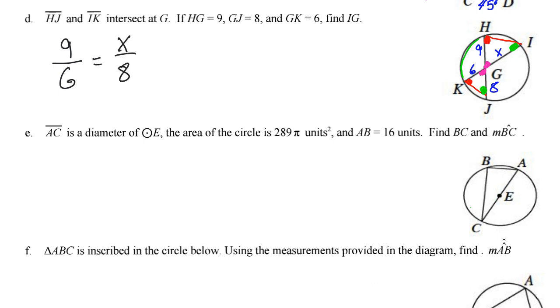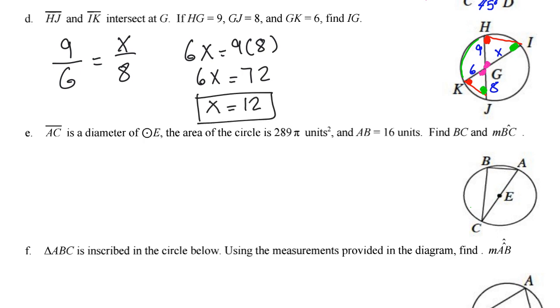From there, I can cross multiply. 6 times x is equal to 9 times 8. 9 times 8 is equal to 72, equal to 6x. Dividing by 6 on both sides, x is equal to 12.